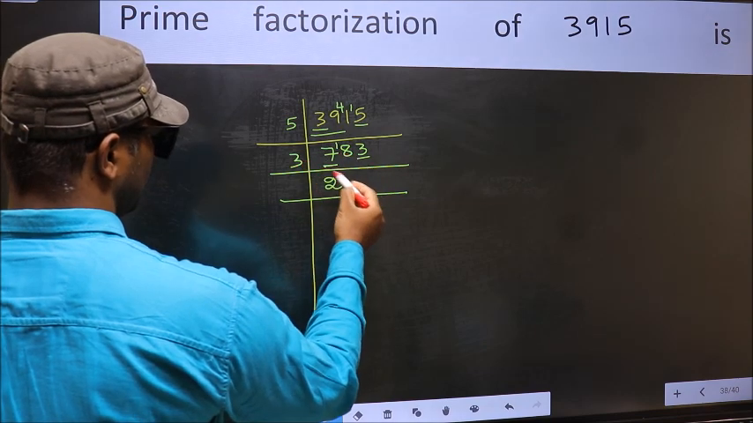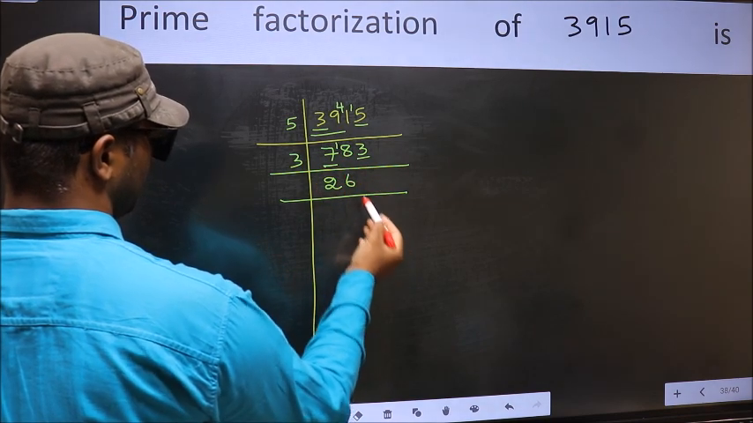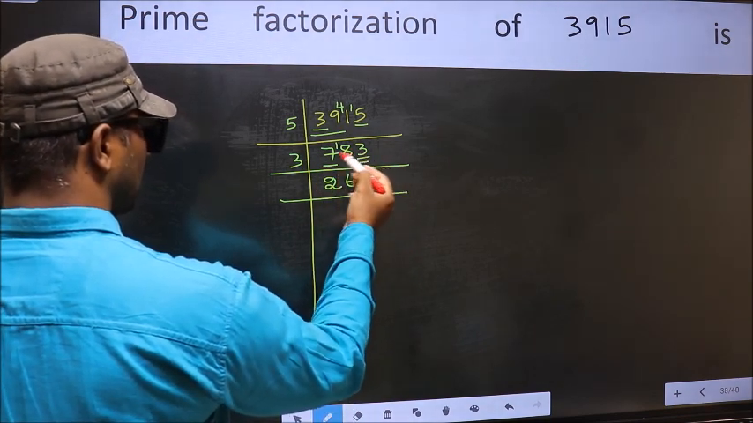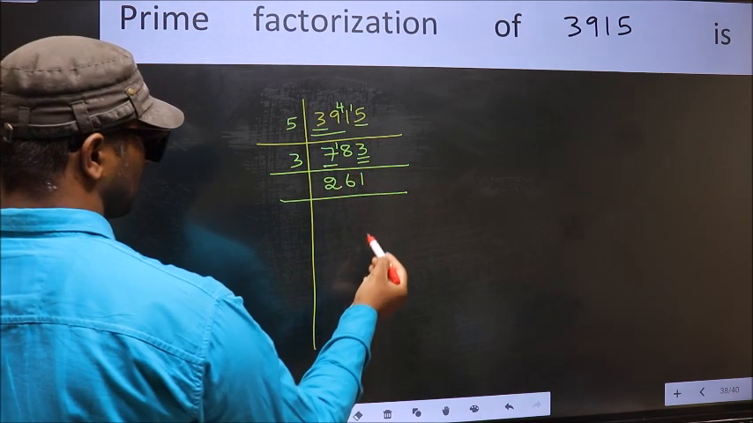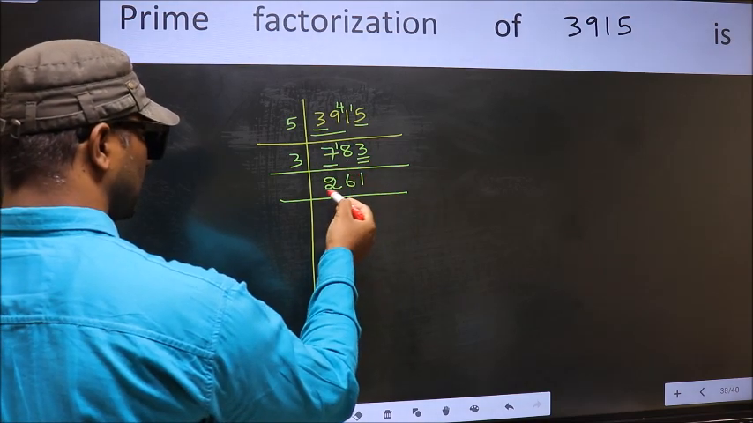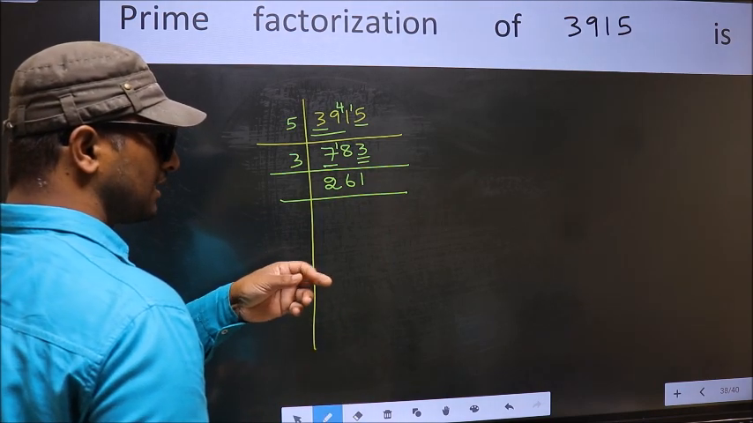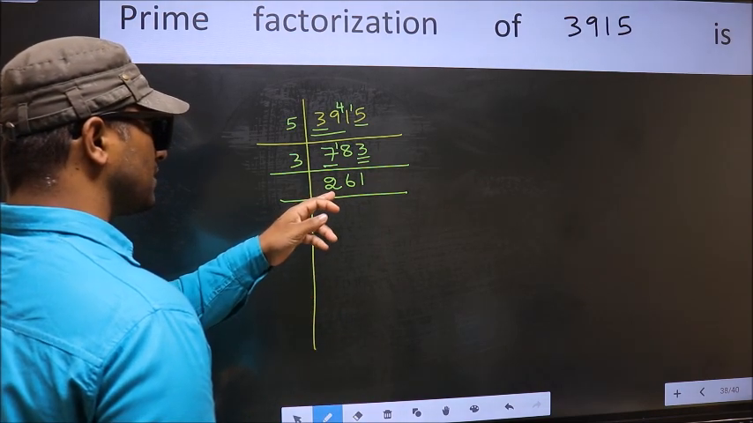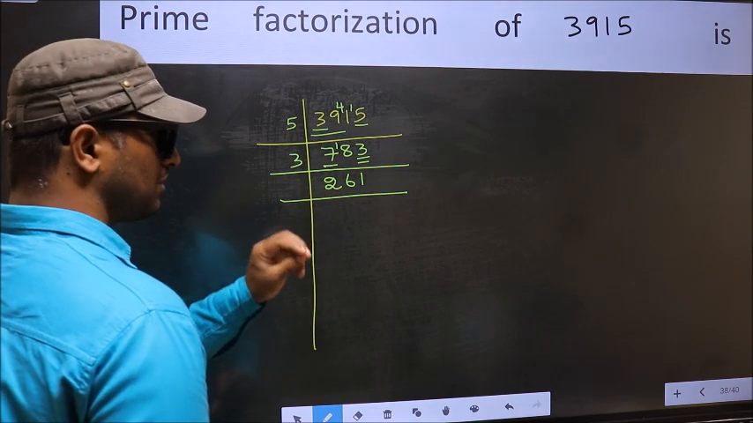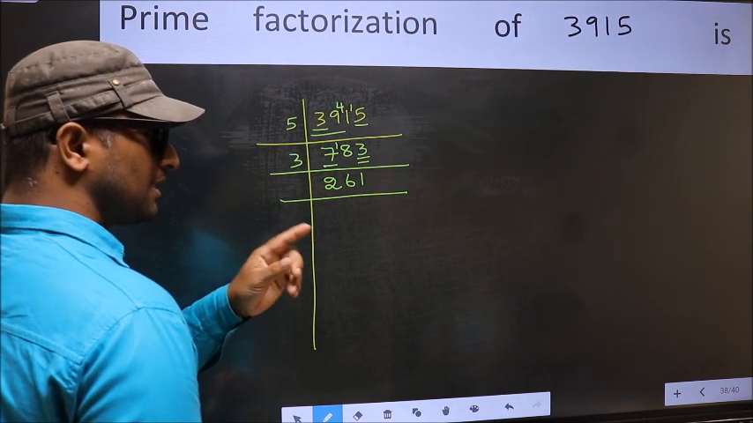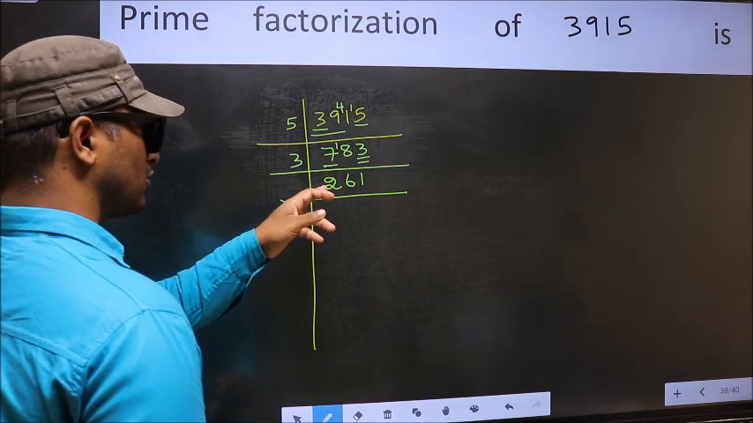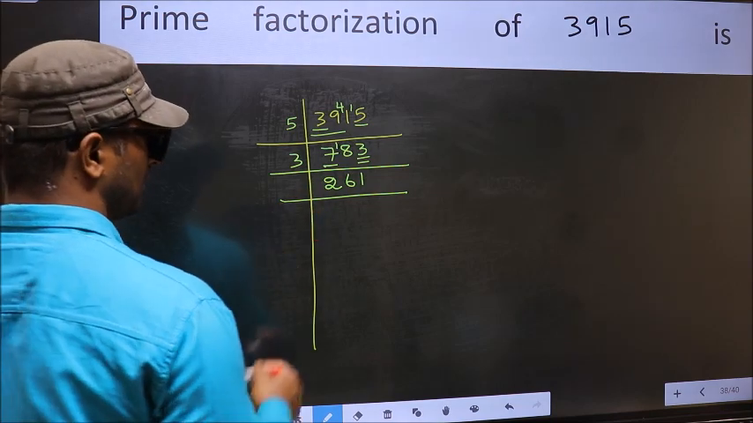When do we get 18 in the 3 table? 3 6s are 18. The other number 3, when do we get 3 in the 3 table? 3 1s are 3. Now to check whether it is divisible by 3 or not, for that add the digits. 2 plus 6 plus 1 equals 9, and 9 is divisible by 3. So this number is also divisible by 3.